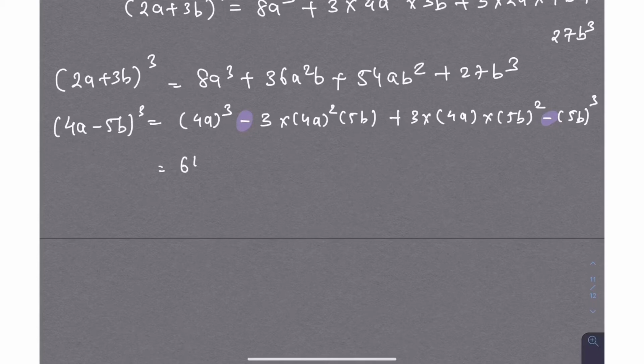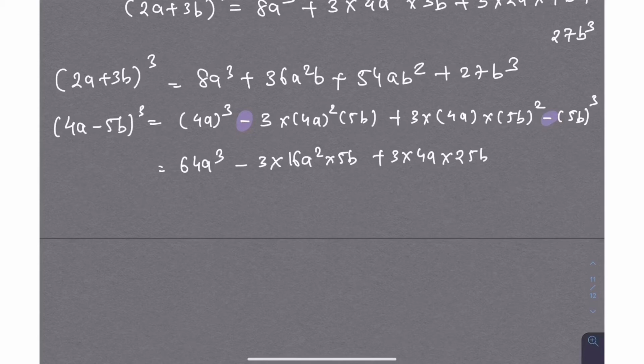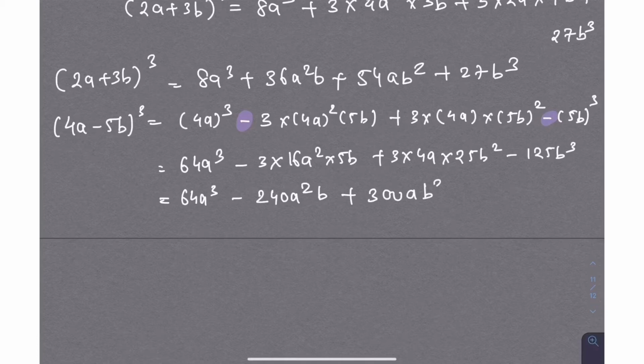4 cube is 64, minus 3 into 4 square is 16a square into 5b, plus 3 into 4a into 5 square is 25b square, and minus 125 b cube. So you'll get 64a cube minus, now we have to multiply. So 16 into 5 is 80 and 80 into 3 is 240. So you get 240 a square b plus 25 into 4 is 100 and 100 into 3 is 300 a b square and minus 125 b cube.